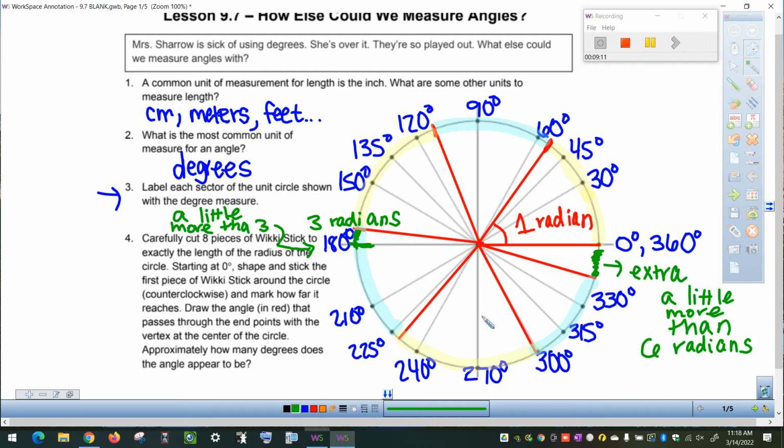What do you think, Sage? Pi. It is exactly pi. It's approximately 3.14 radians at that halfway mark.